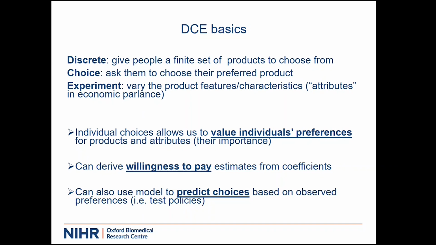What we get from these experiments, people making those individual choices, allows us to unpick their preferences for the products and the alternatives. We can derive willingness to pay from those if we have a price characteristic or price attribute. And we can also use choice models with our experimental data to forecast or predict choices in the future. So if you change certain things about those alternatives, how would that change people's choices? We can predict that using our models.